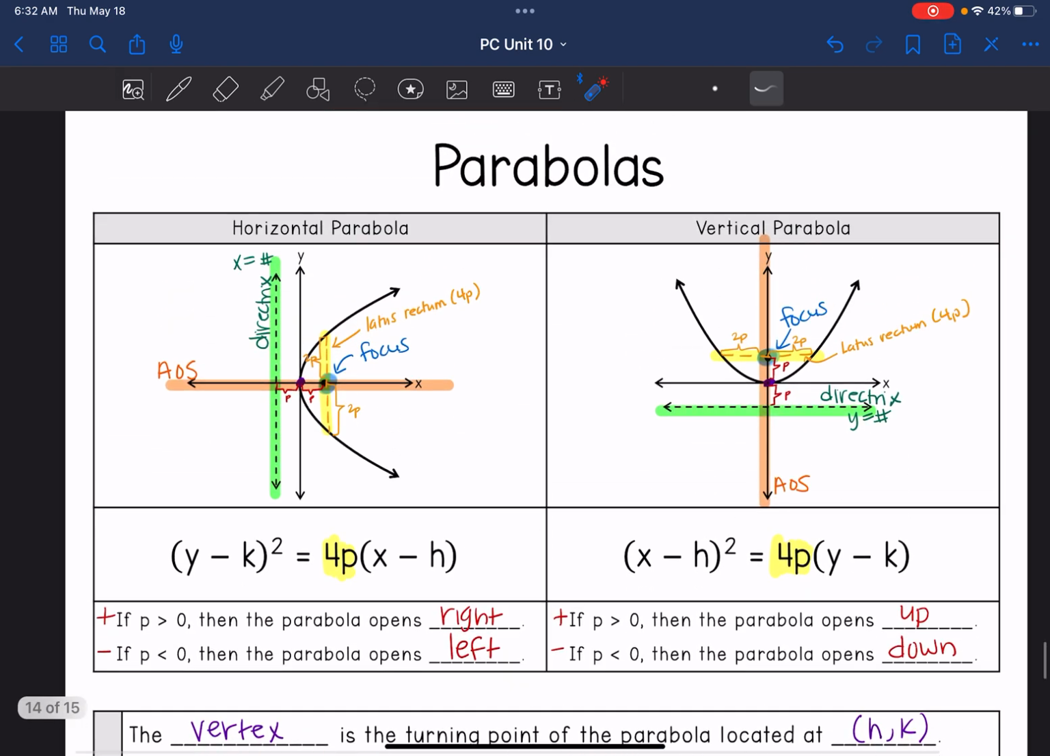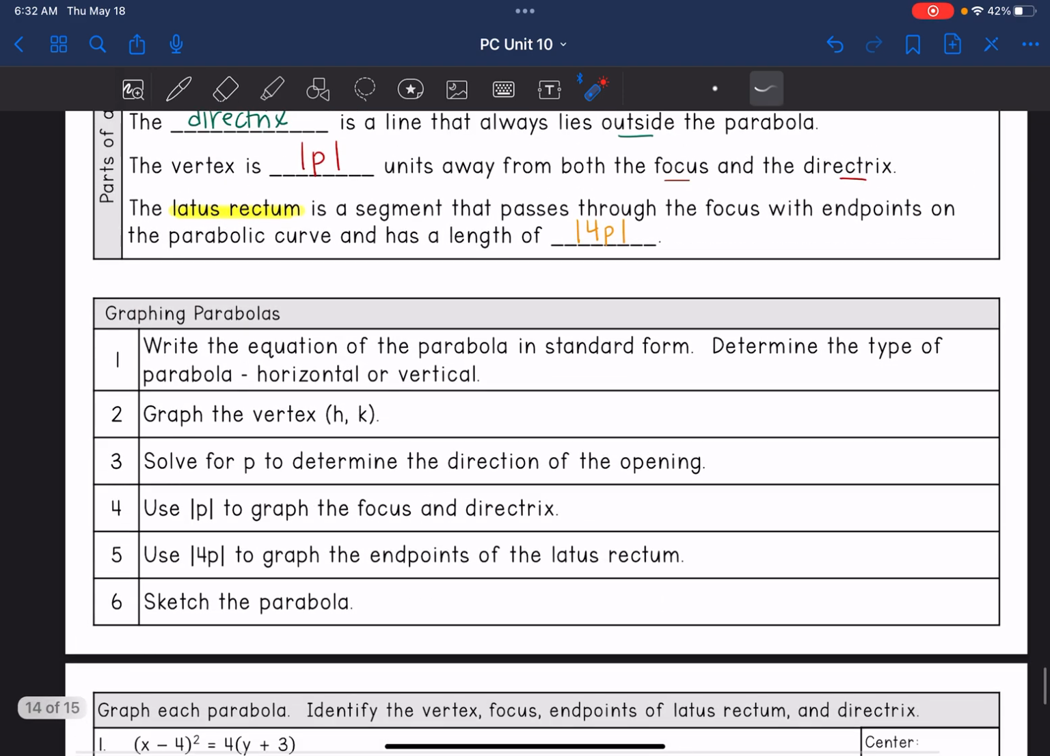So with this one, it's a little opposite of what you think. Horizontal has y first. So opposite. Vertical has x first. Graph the vertex, which is (h, k). Solve for p, that way you know which direction it's going to open. Is it going to open to the left or right, up or down? Take the absolute value of p to graph the focus and directrix. Use p to do the latus rectum, and then you can sketch from there. Okay, so turn to the back of your page. We're going to do our examples.